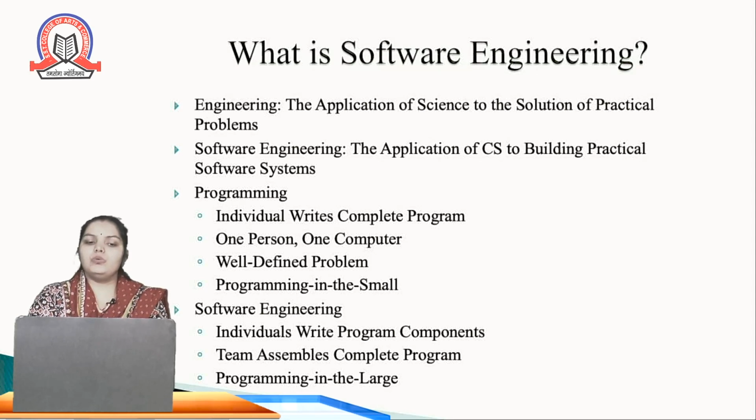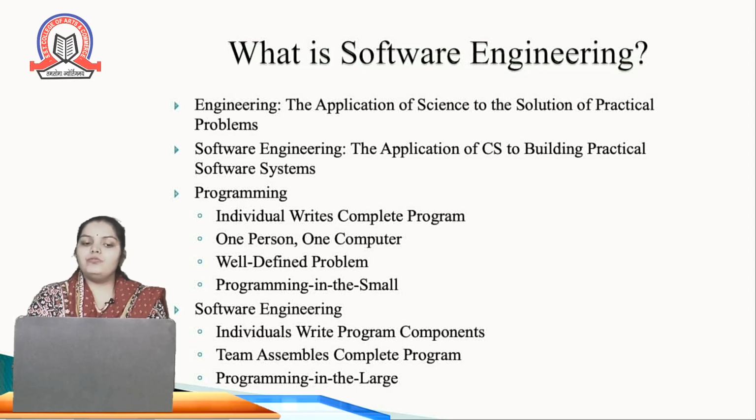So overall, what is software engineering? Engineering stands for the application of science to the solution of practical problems, and software engineering is the application of computer science to building practical software systems. Programming is like an individual writing a complete program: one person, one computer, a well defined problem, programming in the small. So this is programming at a low level.